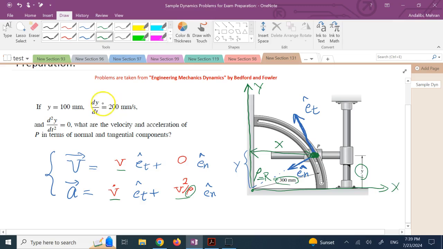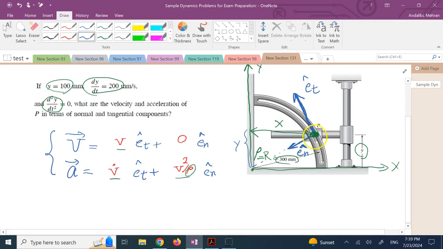But the thing is, everything is given, if you look, in terms of y, y dot, y double dot, and the relation between x and y. And what relation is that? That comes from the semicircle, the quarter circle. In general, if that was a circle, the relation between x and y is simply x squared plus y squared equals r squared. That's the equation of the arc.